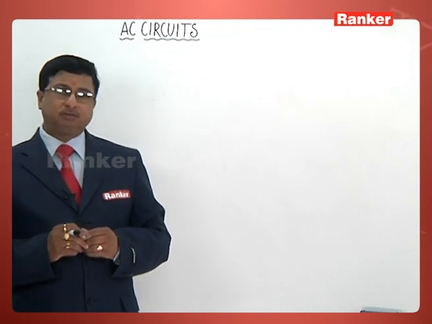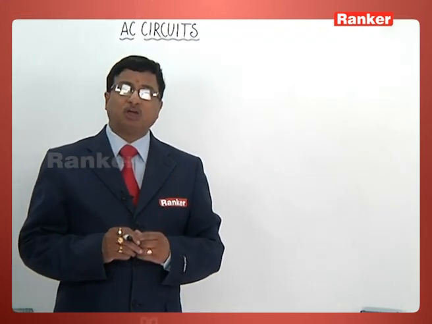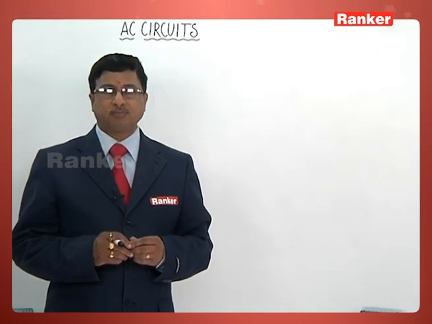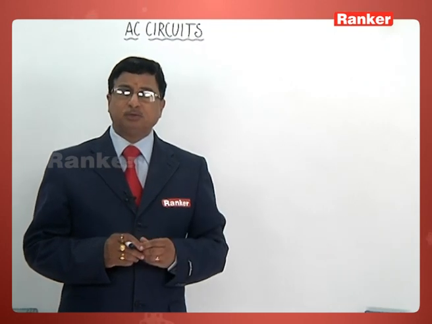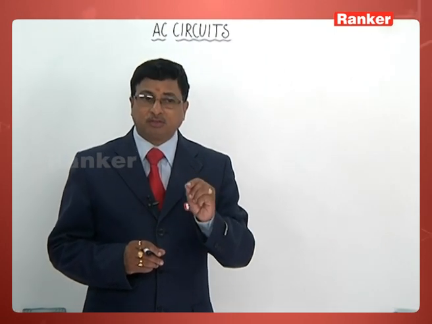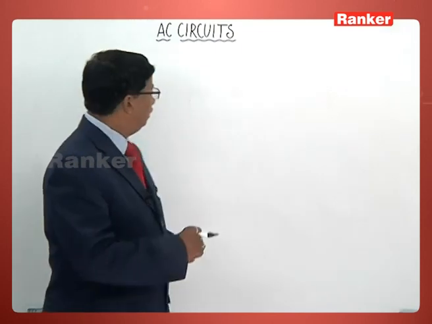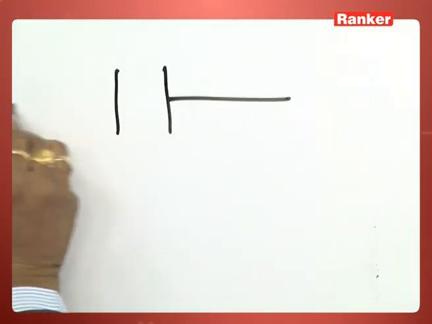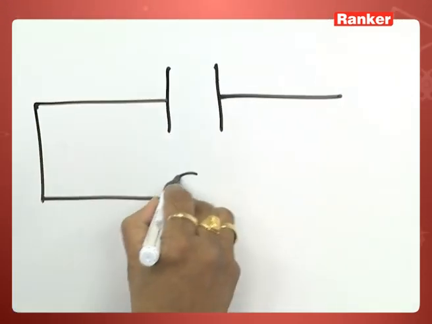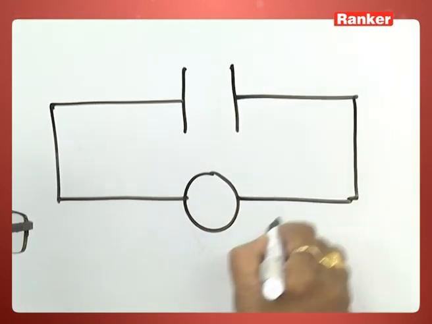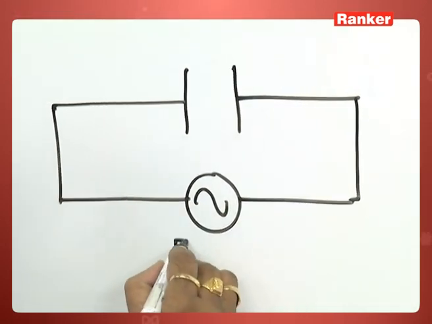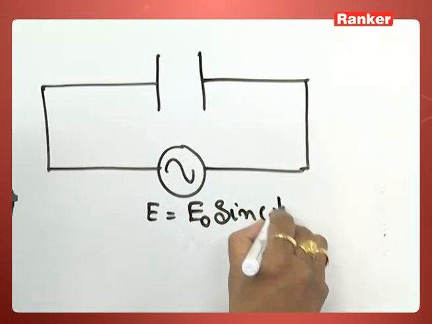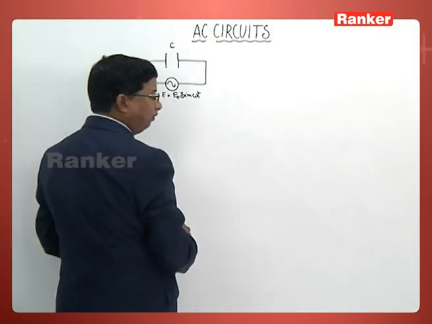Let us now take the capacitance circuit of AC. We have already discussed the resistance circuit and the exclusive inductance circuit. Now, exclusive capacitance circuit we just want. So, when we consider a capacitor connected across the source of AC, which of course is represented by E is equal to E naught sin omega t, and this is the value of C.